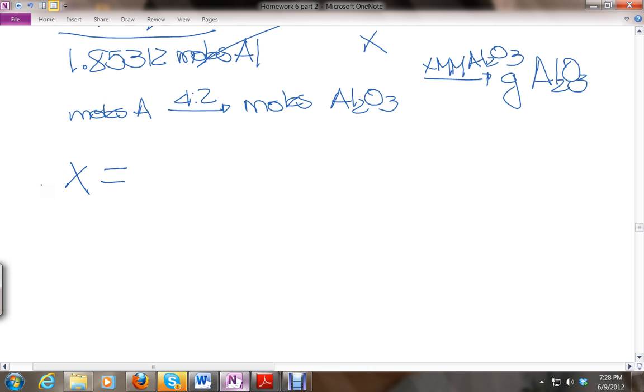Is there a missing question? How much O2 needed to consume all? No, no.